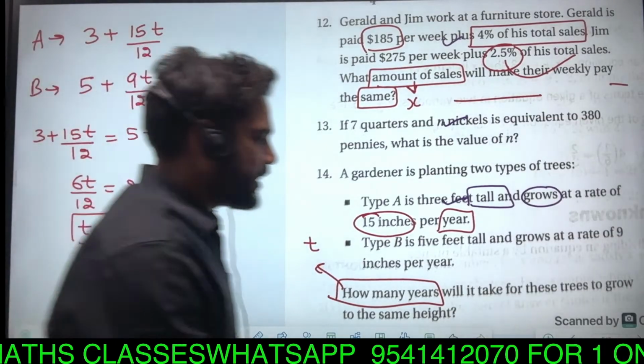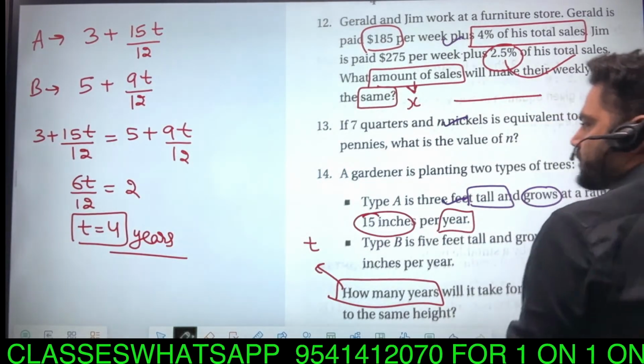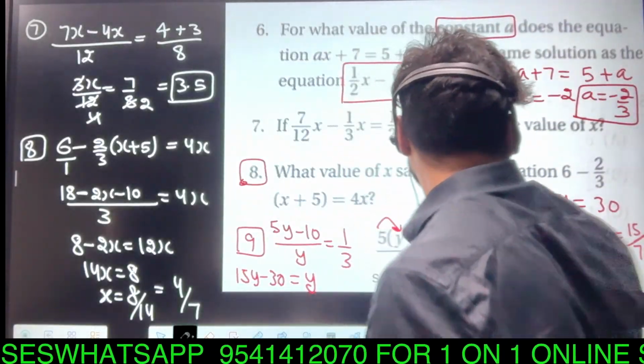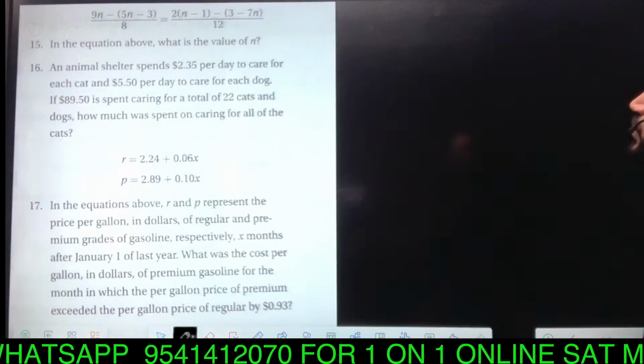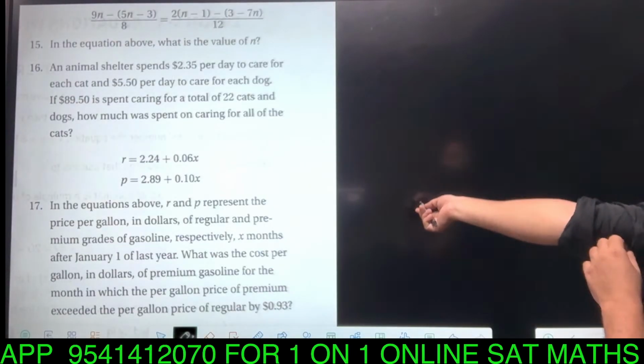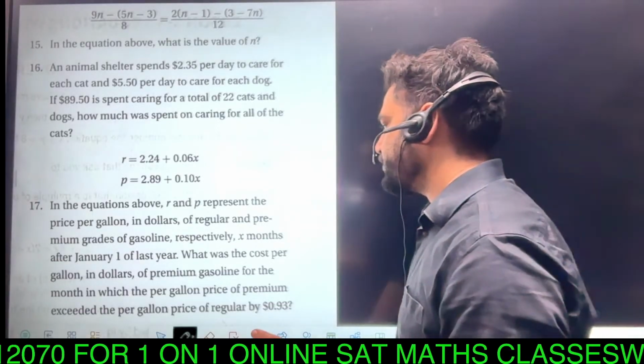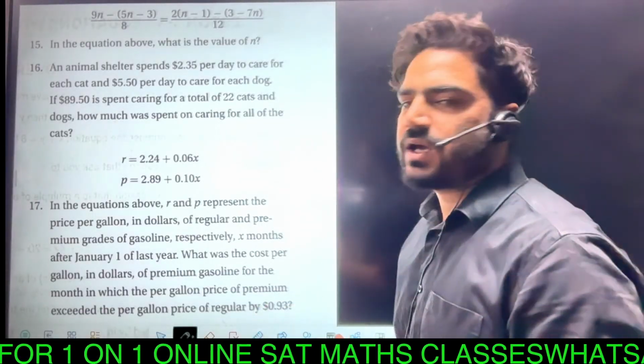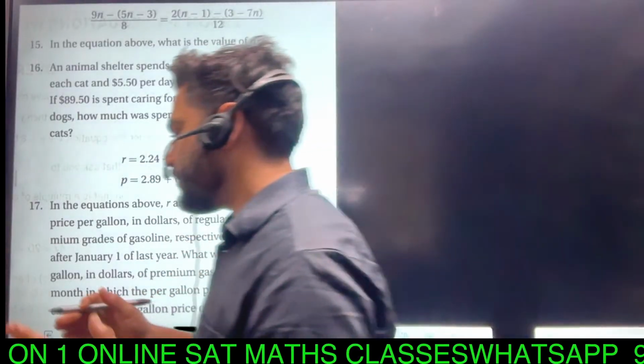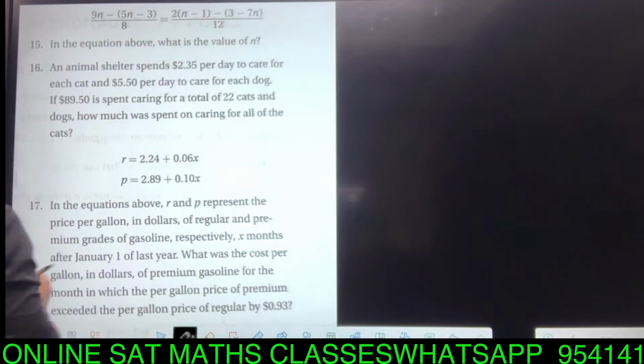Okay, easy one. Moving on, next page, and question number 14 we have solved. Now questions number 15, 16, 17. In this class, we have 3 questions left and we'll solve these 3 questions, then this algebra portion will be completed.